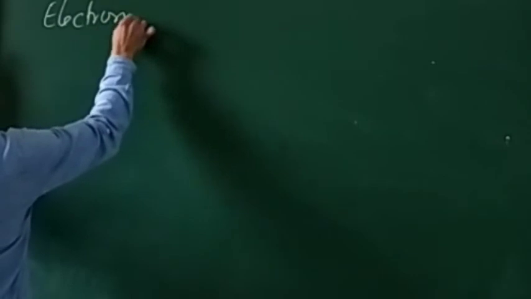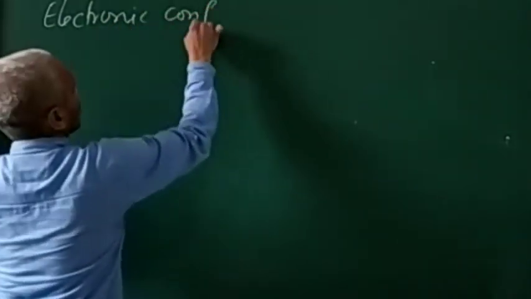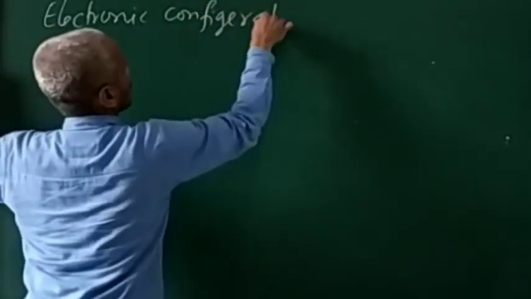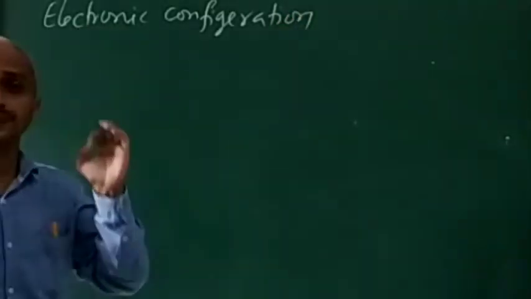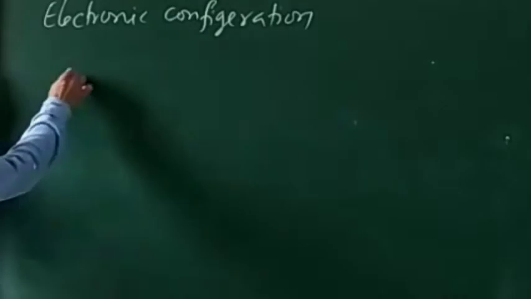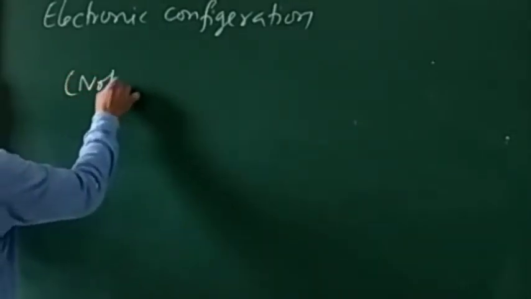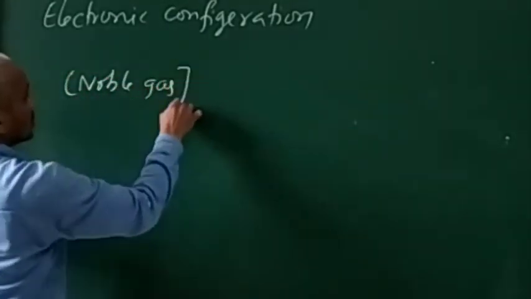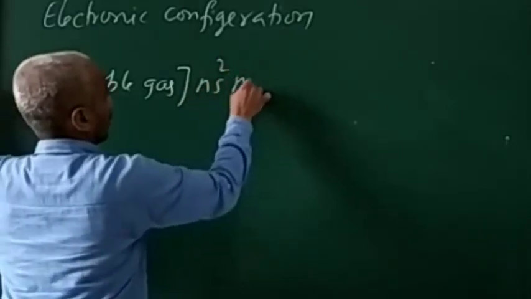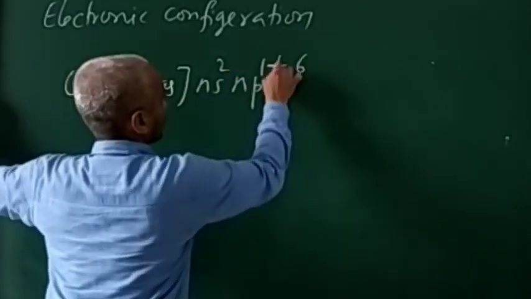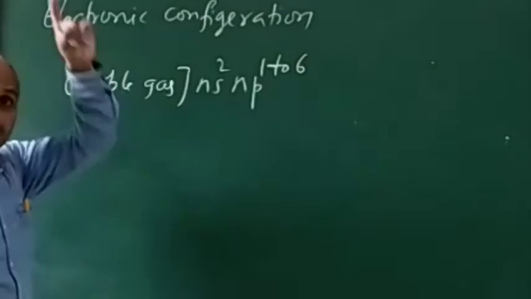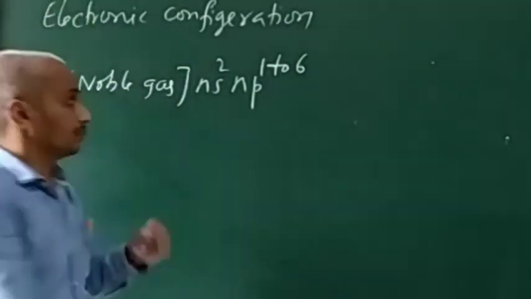Electronic configuration. What is the electronic configuration of the p block elements? Noble gas ns2 np1 to 6. This is for p block elements.